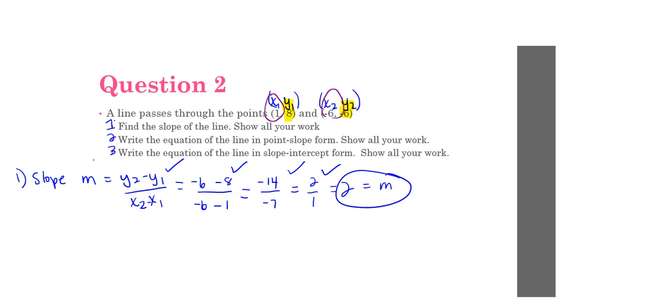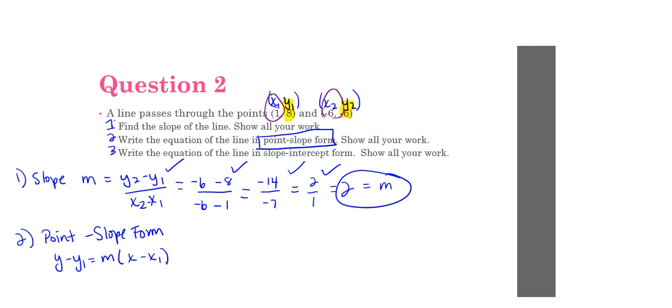In our second part to this problem, it asks us to write the equation of the line in point-slope form. So if you go to your formula sheet from Unit 3, you would see that point-slope form. And again, you won't need to memorize these forms. They're on the EOC formula sheet. It looks like this: y minus y1 equals m times the quantity of x minus x1. Okay, and m, remember, is my slope.